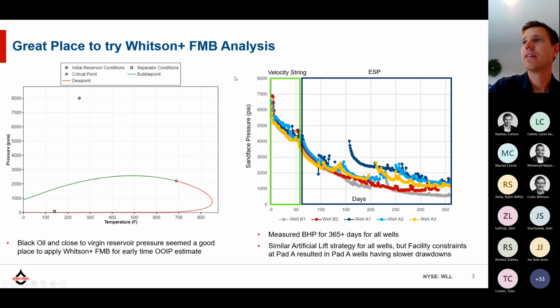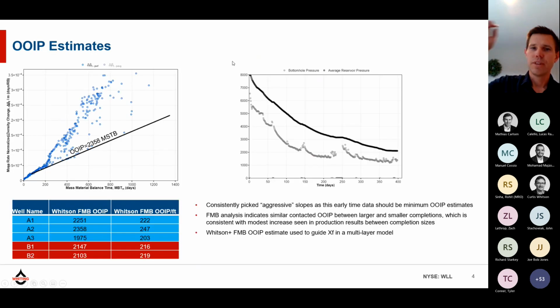And then, this slide summarizes the OIP estimates I made with the multi-phase Whitson Plus / Cimarex analysis. One of the things I'd like to get feedback on from the guys that have done this a lot more than I have is what I call aggressive slope picking. So here, this is one of the wells. I guess it's well A2.